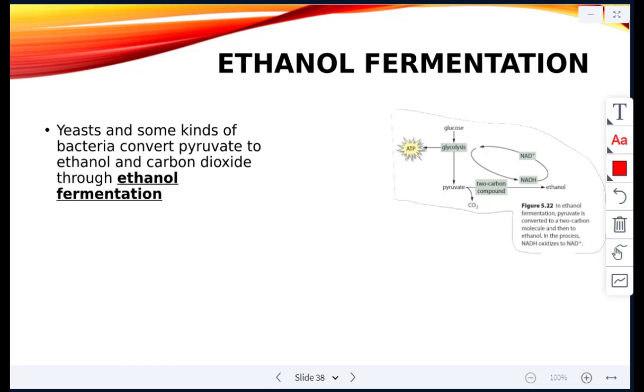All right, so here you have the pyruvate. It's going to form a 2-carbon compound, and then it's going to form ethanol. And we also see that carbon dioxide is released as well.